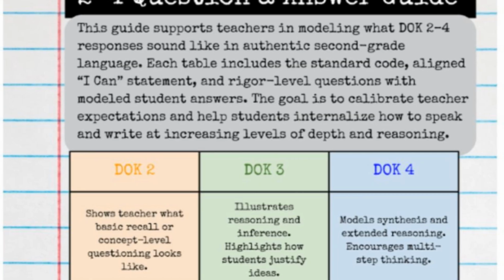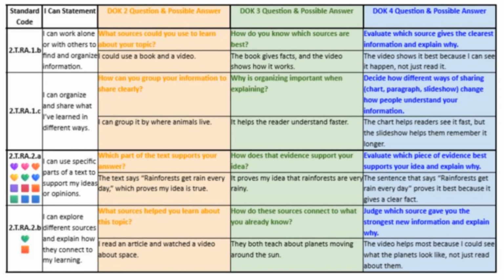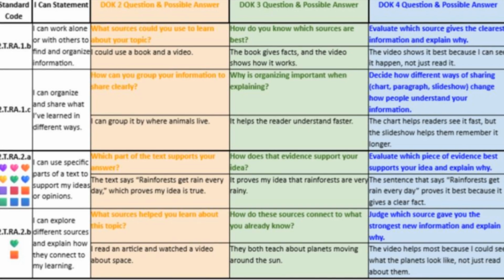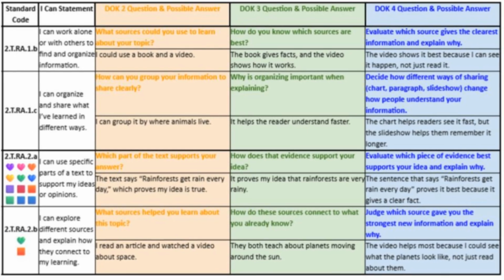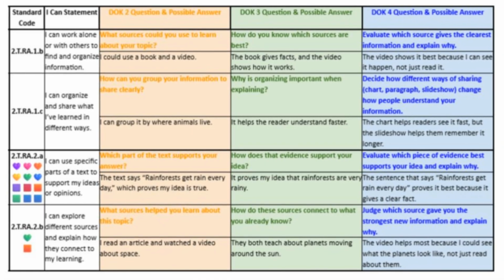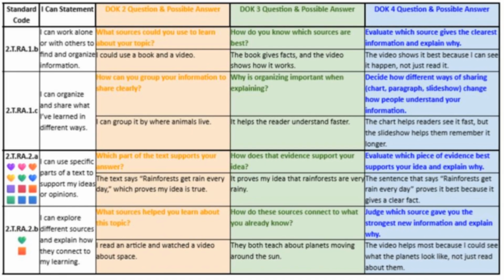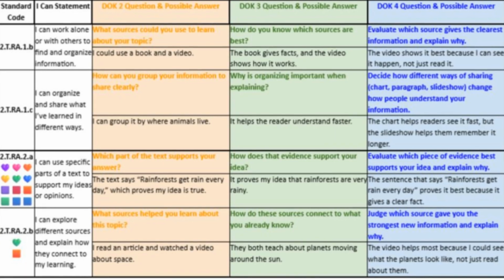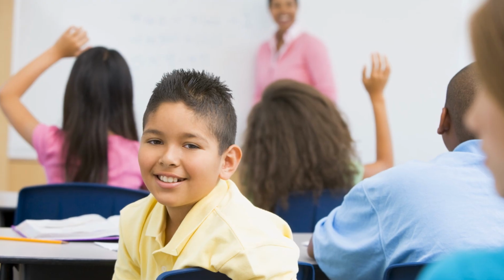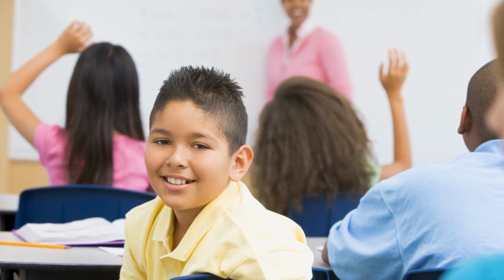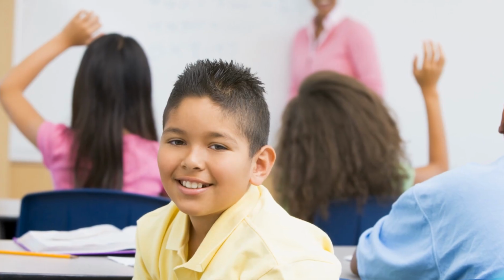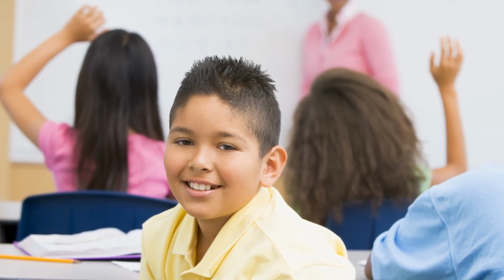Let's look at one example. For 2-1b, the DOK2 question asks, "What sources could you use to learn about your topic?" The DOK3 question builds on that. "How do you know which sources are best?" Finally, the DOK4 question asks students to evaluate which source gives the clearest information and explain why. As students move across levels, they're learning to reason out loud, cite evidence naturally, and reflect on how meaning is built. This process turns passive reading into purposeful inquiry.